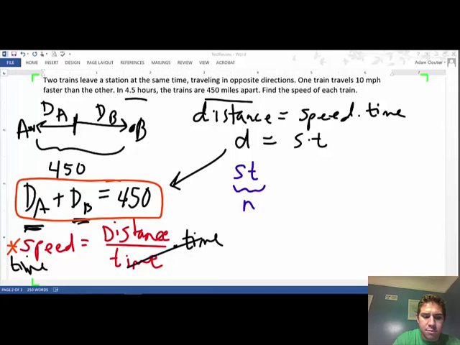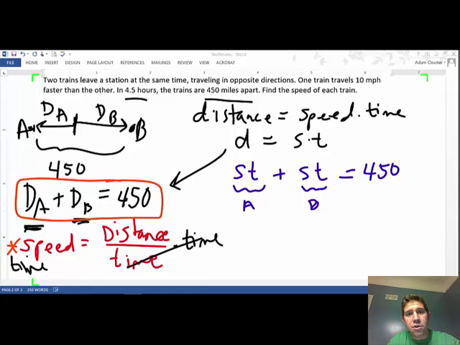Plus distance for B, which is also an s times t for B. When I add those two together, I should get 450 miles. So now all we have to do is look through the story problem and figure out if we know anything about speed or time for train A and train B. It doesn't really matter which one's which in this case.